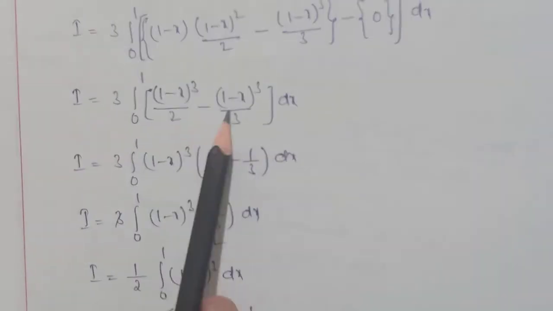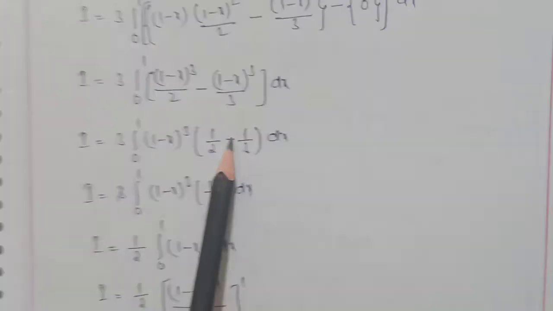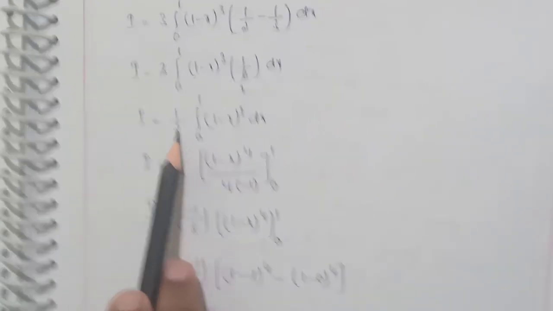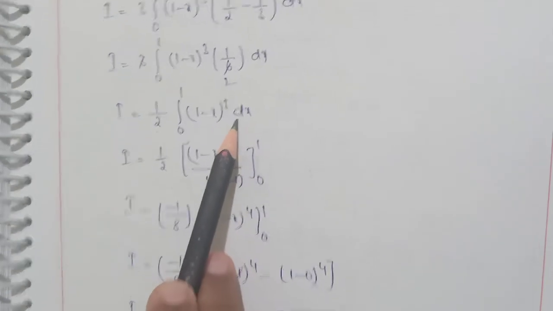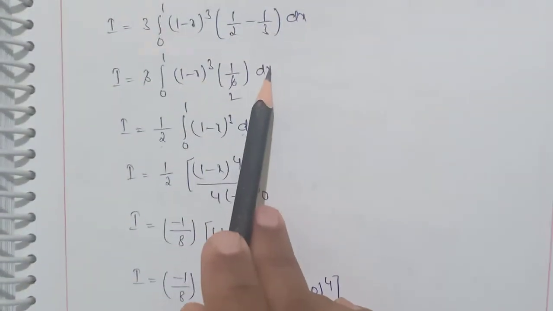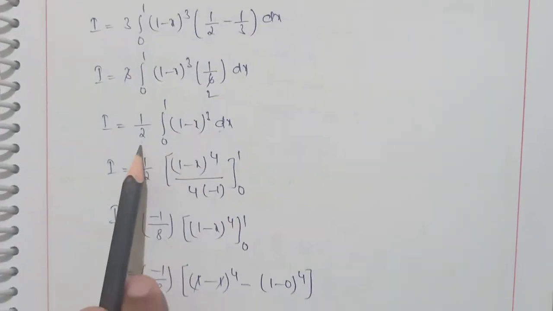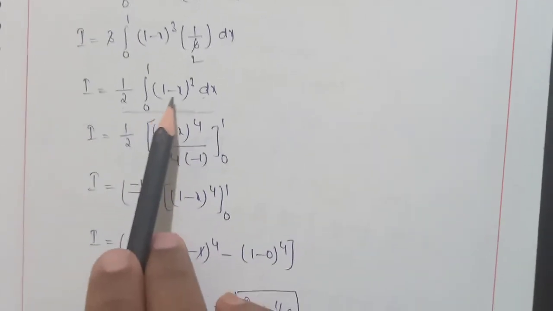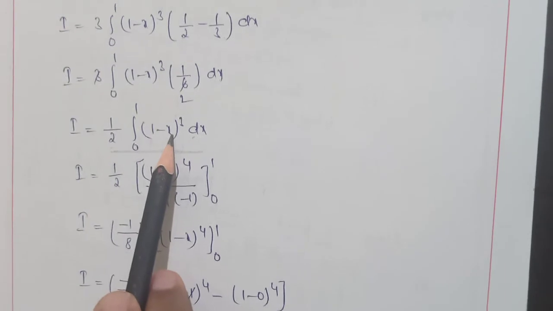In both the cases you are having (1 minus x) whole cube, we have taken it outside. On simplifying this total value, we get the integral as I is equal to 1 by 2 integral 0 to 1 (1 minus x) whole cube dx. Completely on simplifying the integration of y with respect to the limits, we got this value. Now coming to this equation, if you are able to remember the formula for (a minus b) whole cube, you apply the formula.